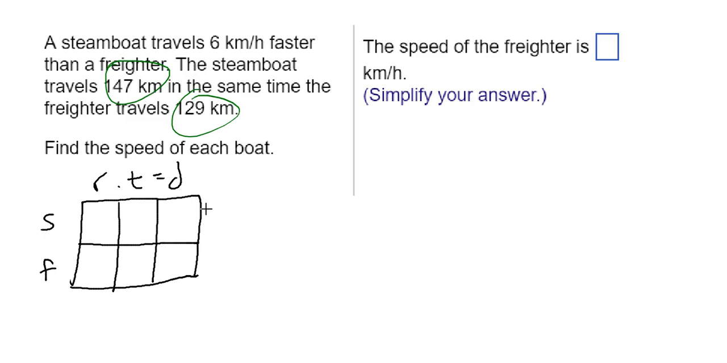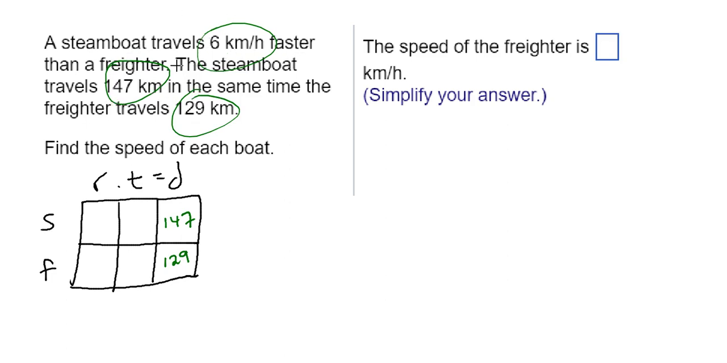The steamboat's traveling 147 kilometers. That's the distance for the steamboat. The freighter's traveling 129 kilometers. And then we're going to fill in the speed. The steamboat travels 6 kilometers per hour faster than the freighter. So sometimes students will say, oh, the speed of the steamboat is 6. It's not 6. It's 6 faster than whatever the freighter's speed is.